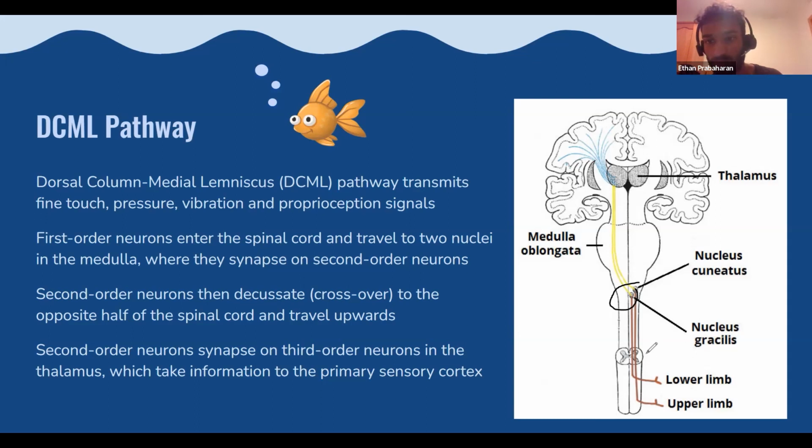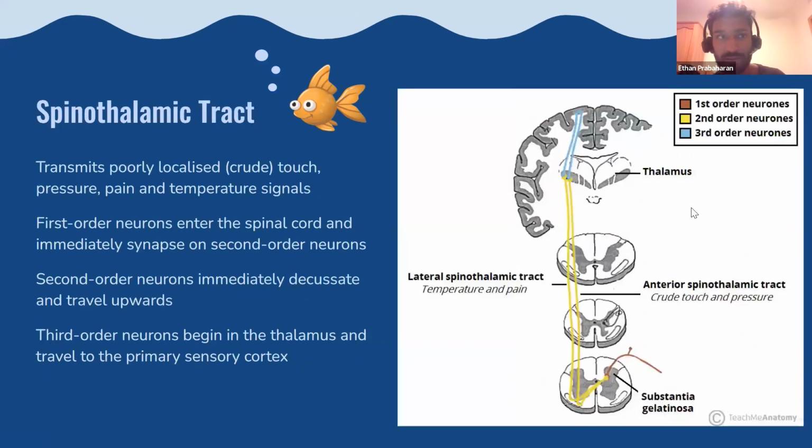So where the first order synapse is onto the second order neuron and where the actual tract switches to the opposite side of the body, right? So again, try and use the pictures. Then we have the spinothalamic tract, and this transmits poorly localized or crude touch, pressure, pain, and temperature. And again, it's first, second, and third order neurons.